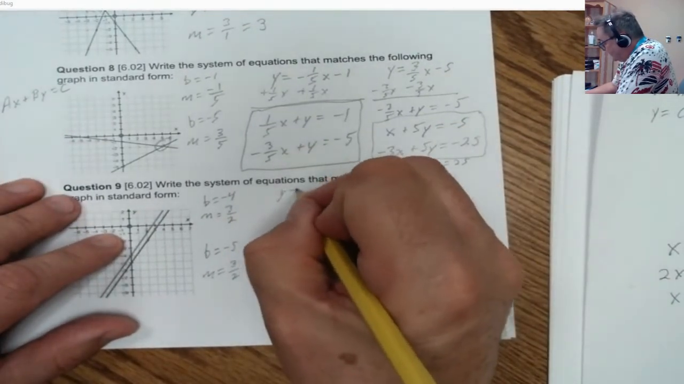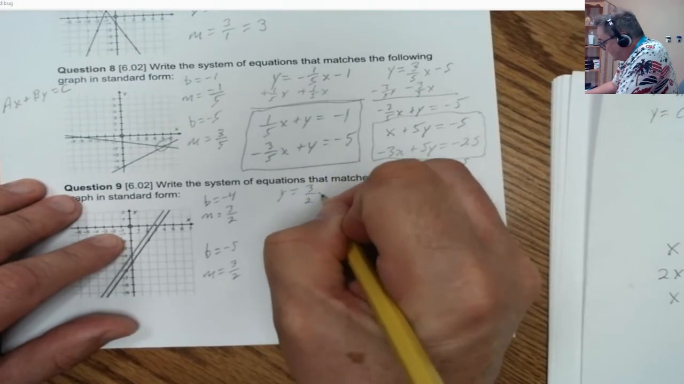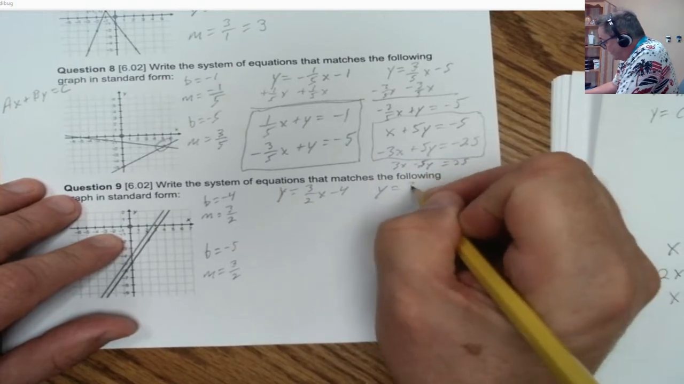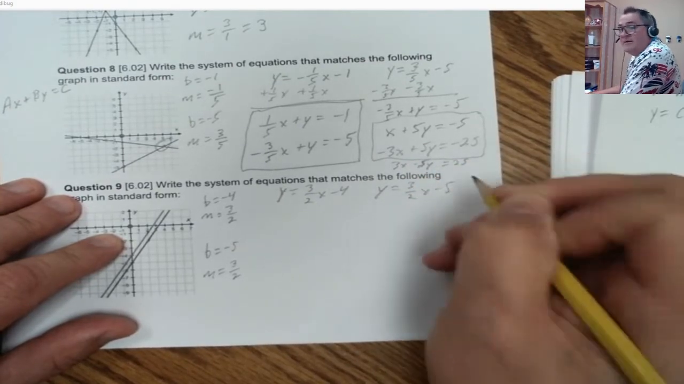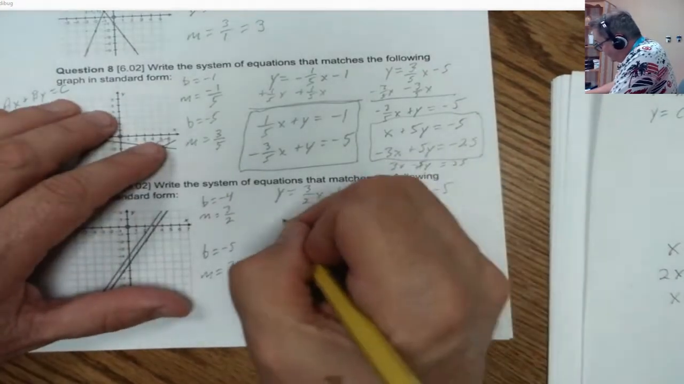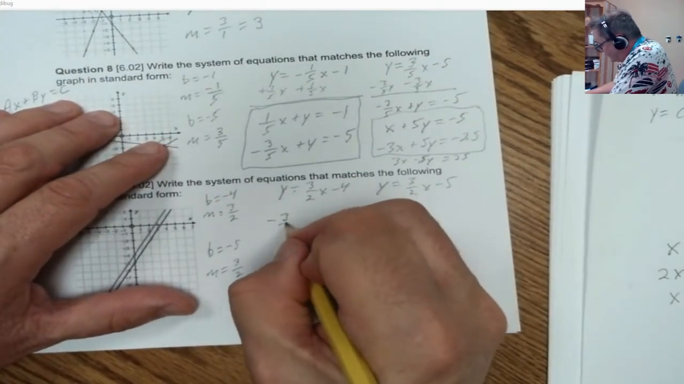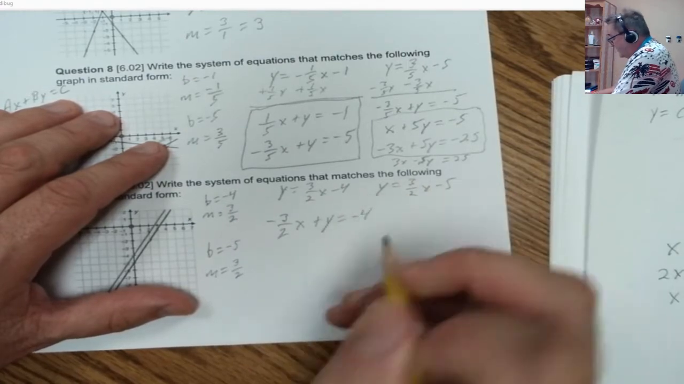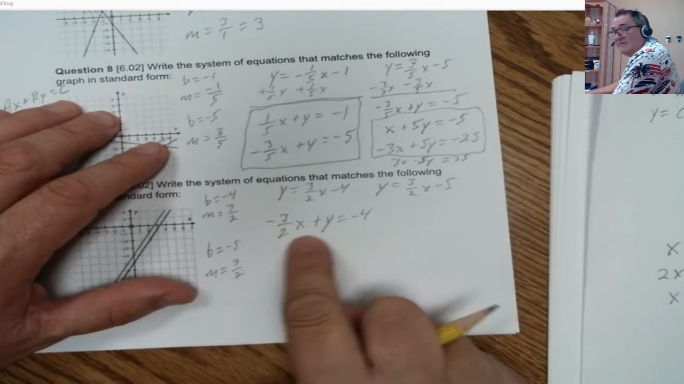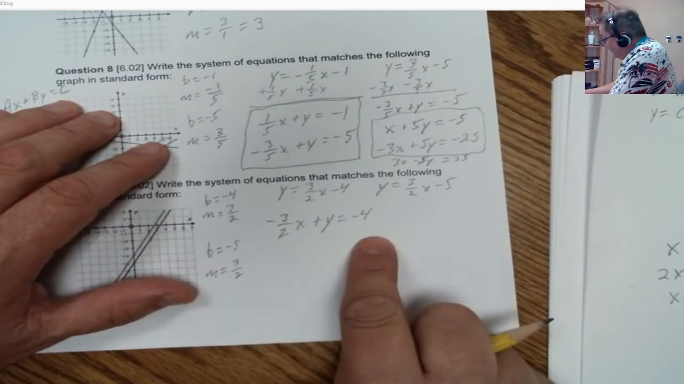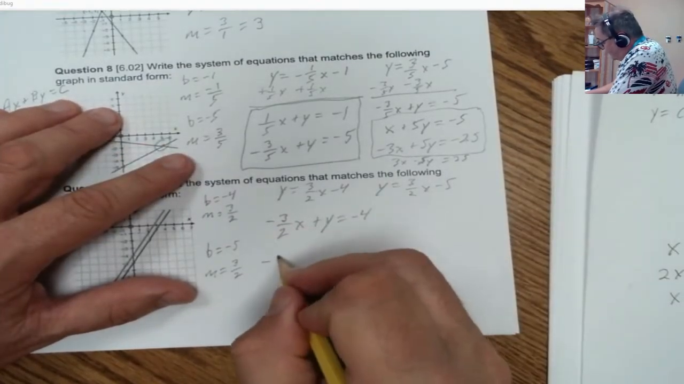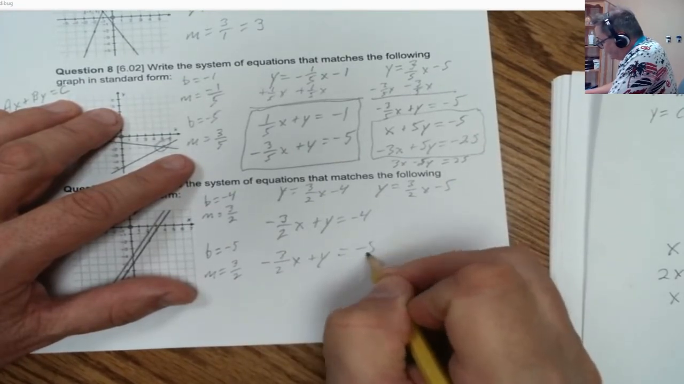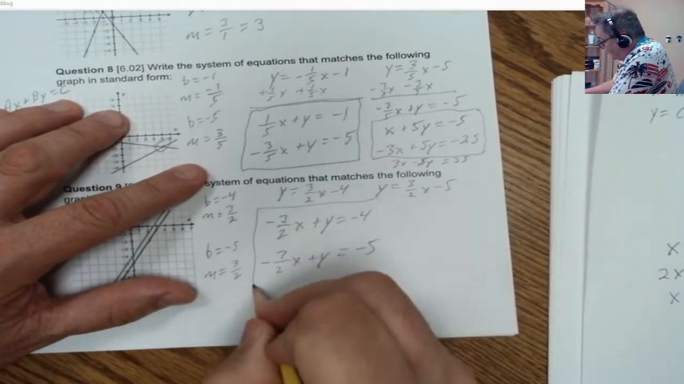Y equals 3/2 x minus 4. And y equals 3/2 x minus 5. So when we move the x over, it becomes negative 3/2 x plus y equals negative 4. Or again, you can multiply everything by 2 if you don't like leaving a fraction. Negative 3/2 x plus y equals negative 5. So that's this one, right? So in standard form, we do that.